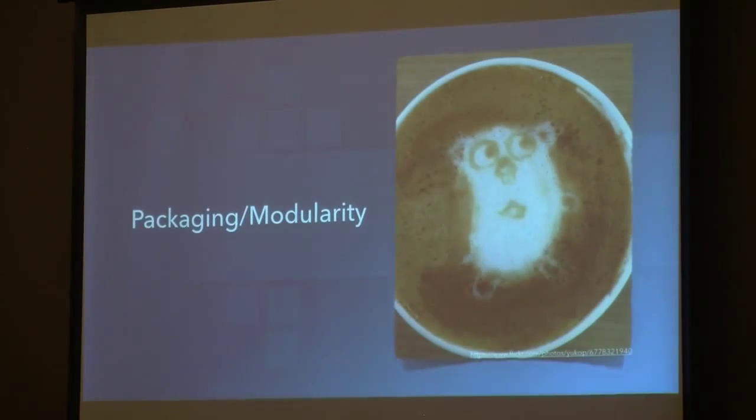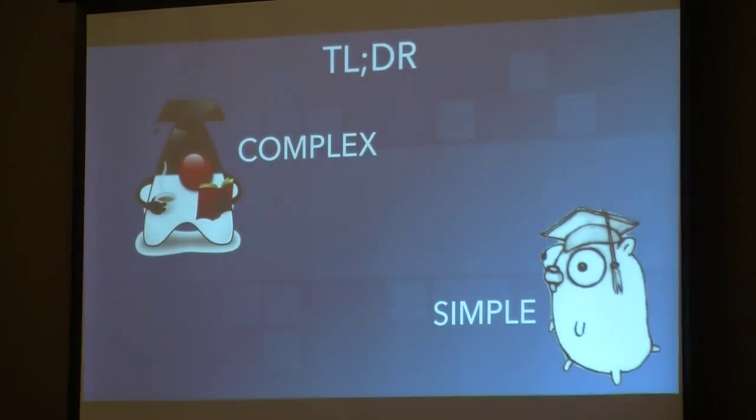Let's get into packaging and modularity. TLDR, Java's complicated, Go is simple. I'm not making a negative or a positive statement here, I'm just stating fact. The way I approached this was, okay, I'm going to pretend I haven't been a Java developer for 15 years, and I'm trying to understand how Java packages things for the first time, and then compare it to a similar experience in learning this from Go.